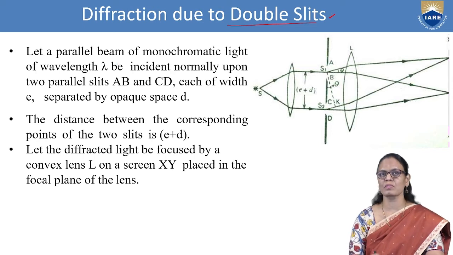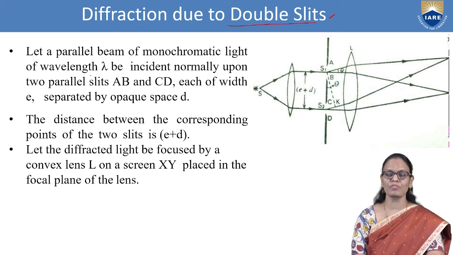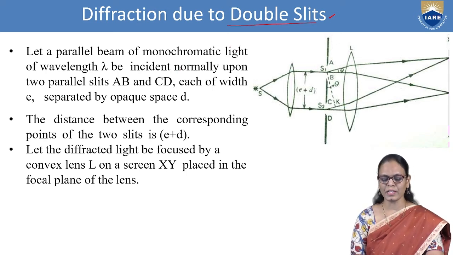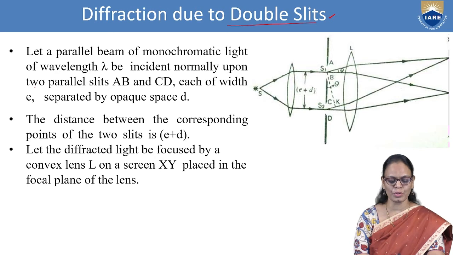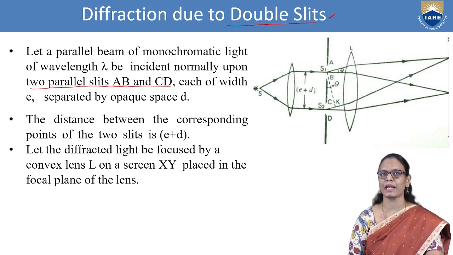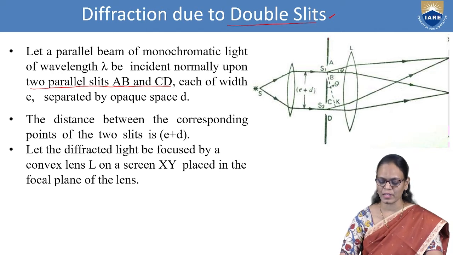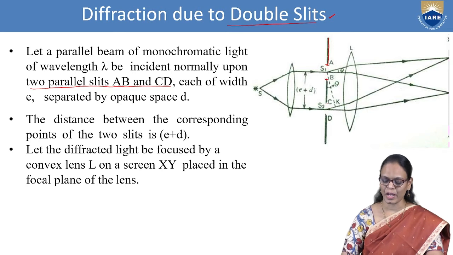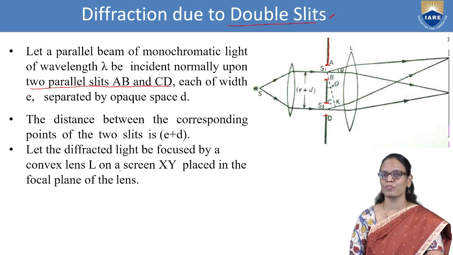So here also, let a parallel beam of monochromatic light of wavelength lambda be incident normally upon two parallel slits AB and CD. So we have two slits here. This is one slit AB and this is another slit CD. So AB and CD are the two slits, and a parallel beam of light is incident.